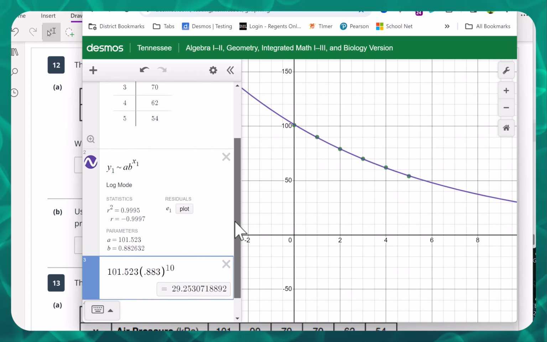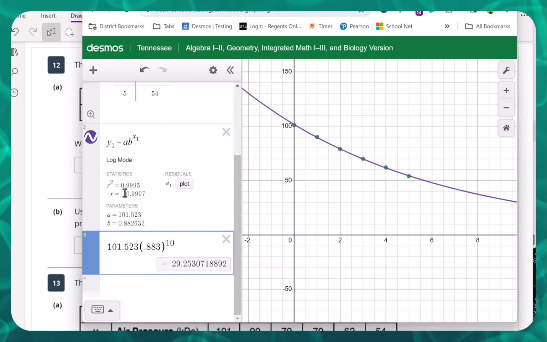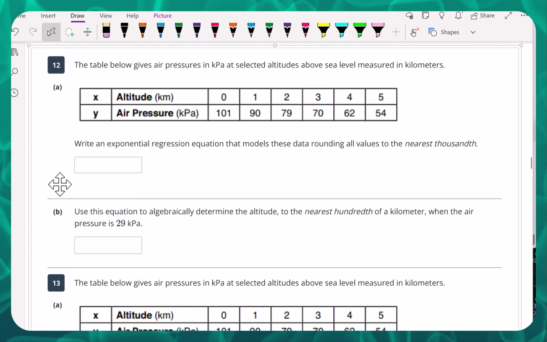Remember when you do a regression, and we're going to practice this a lot more right before your EOC in April, you have to type in y sub 1 and then tilde, because that way it's going to approximate your data, and then the basic form of an exponential function: a times b to the power of x. But you just have to remember you have to put a 1 next to your y and your x. It gives you your values of a and b. So this is a and your base is b. And then I'm answering the question here.